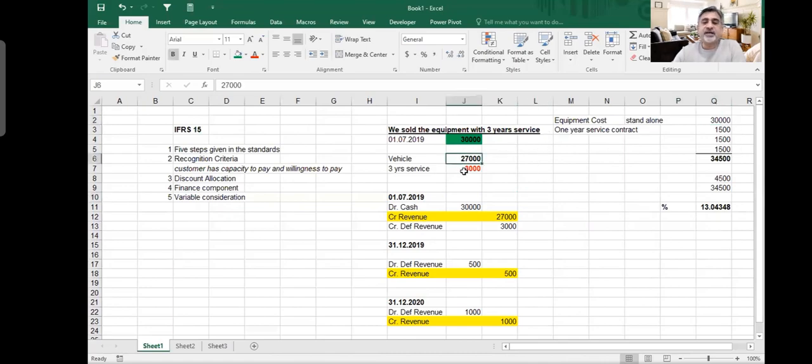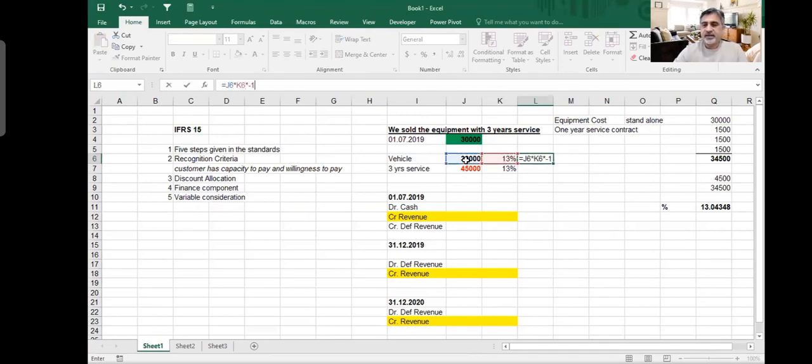So this vehicle price, I just wrote it before like this. Now I'm removing these numbers because before I just supposed these numbers. Now I'm going to convert them. So the vehicle general price was 30,000. Service for 3 years should be 4,500. And we should be applying 13% here and 13% here. So this 4,500 is the discount which we are offering.